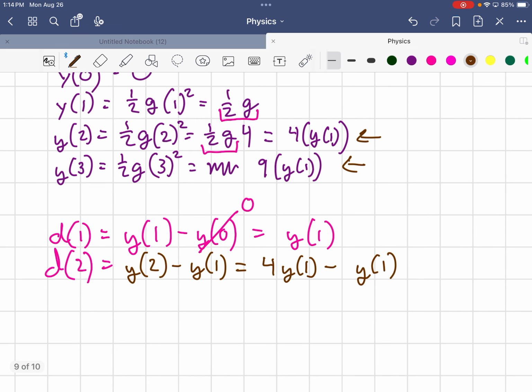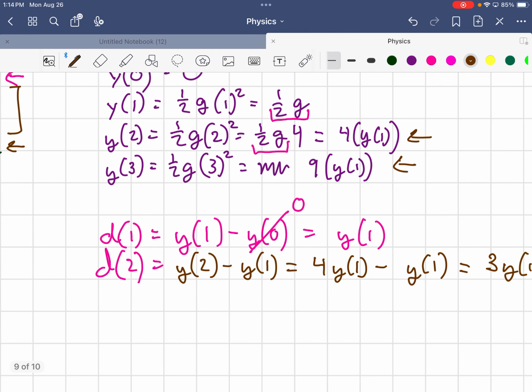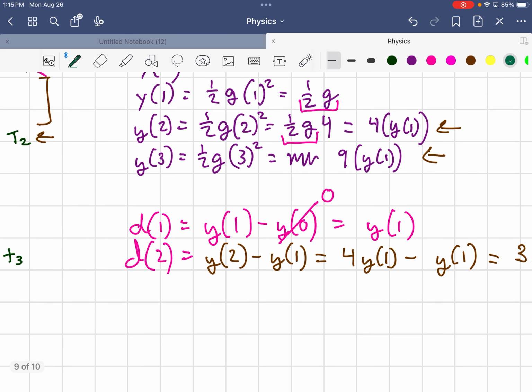Okay, so simple algebra. We can pretend that this is 4y minus y. What is that going to add up to? So this equals 3y of 1. Okay, we're going to do this one more time just to make sure that we get a pattern. So we're going to switch to green now. I switched to green. Good job.